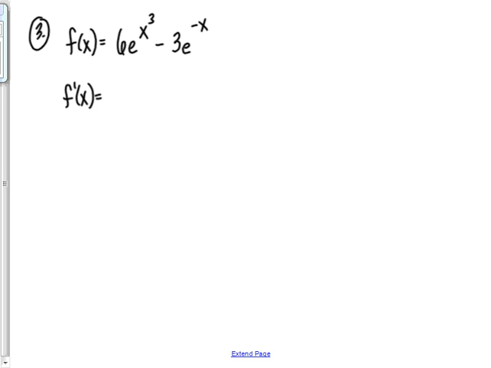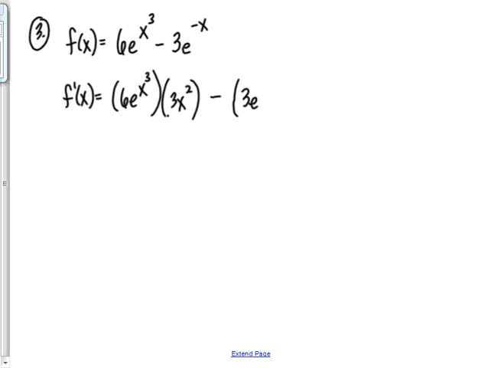Okay, so number 3 says, f of x is equal to 6 e to the x cubed minus 3 e to the negative x. Okay, so I've got two separate terms. I'm going to take the derivative of them individually. So when I get ready for the first one, copy it down exactly. And then I multiply it by the derivative of the exponent. What's the derivative of x cubed? It would be 3x squared.